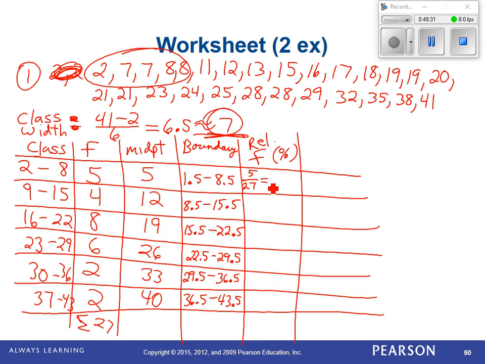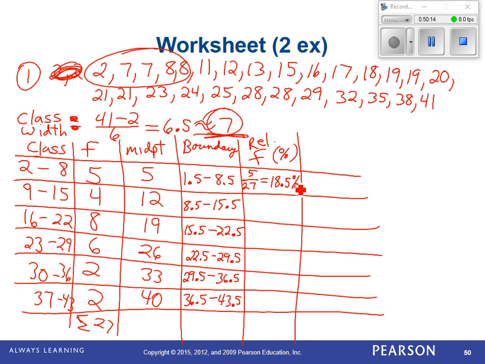Somebody help me out, what's 5 divided by 27? 0.185. Alright, so let's not round it off, because if we do, that's gonna mess up everything else. We're gonna change it to a percent, so we bump it 2 places, so 18.5%. If it comes out exactly 5, let's leave it at 5, otherwise that's gonna mess up our numbers. If it comes out higher than 5, we'll round it up. If it comes out lower than 5, we'll leave it the same.